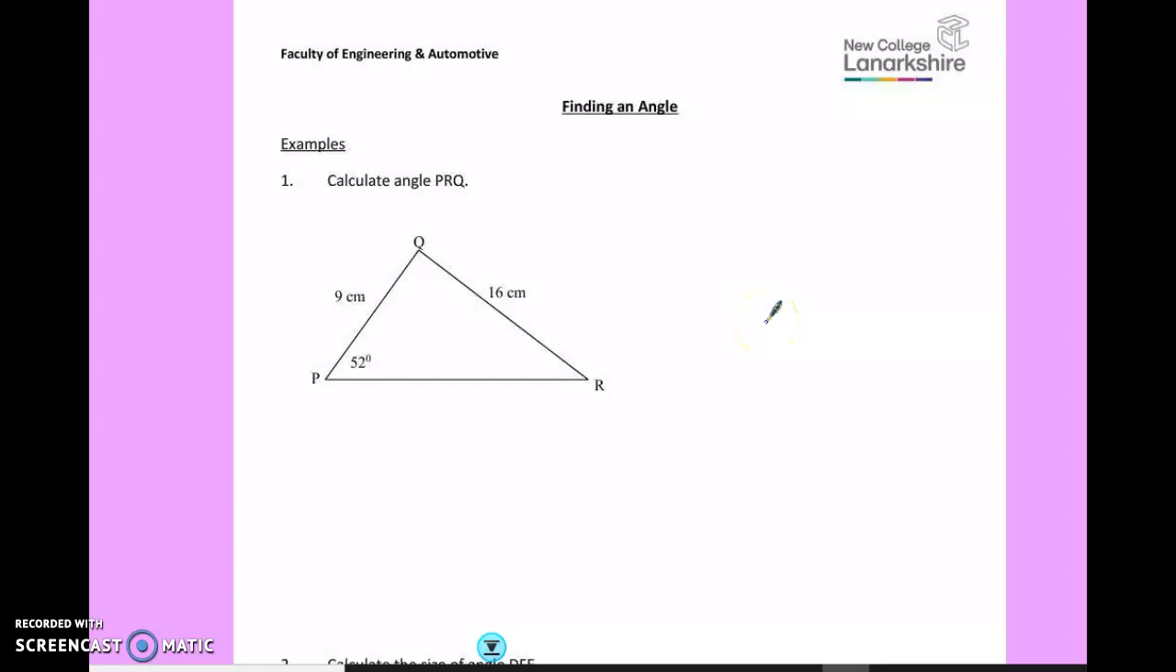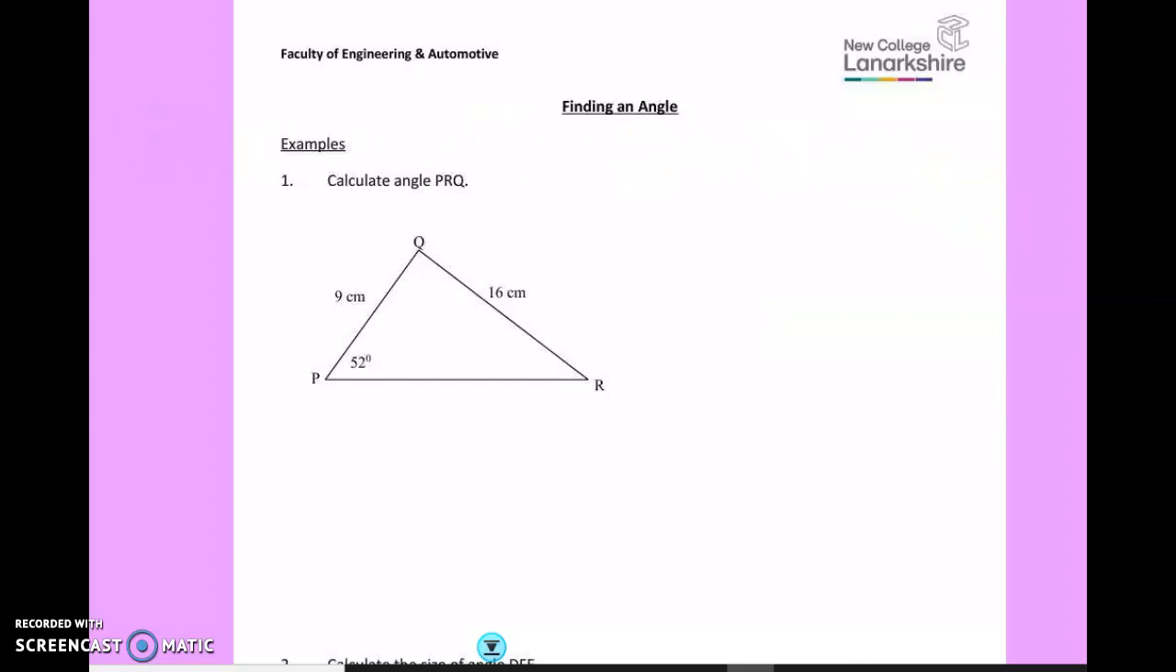Okay, we're going to have a look at using the sine rule to find an angle. This doesn't change the rule. The rule is still the same, but this time instead of finding one of the small letters, which would be a side, we're finding one of the big letters, which should be an angle.